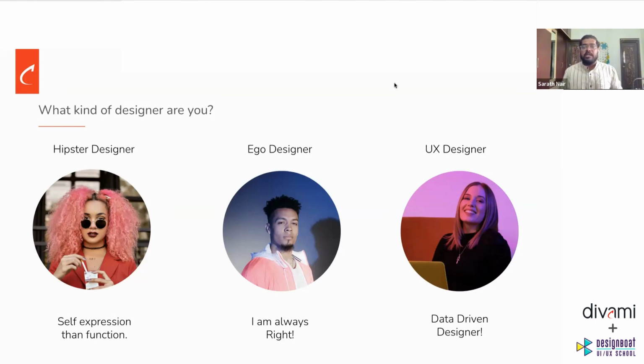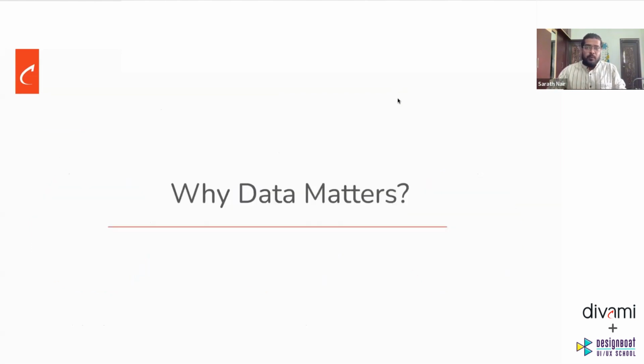And the third category are the UX designers, or the data-informed designers, who don't follow data religiously, but they make an analysis out of it, or they understand the data and put it to use wherever necessary. So let me know in the comments, have you experienced these kinds of scenarios, or have you encountered these kinds of designers?